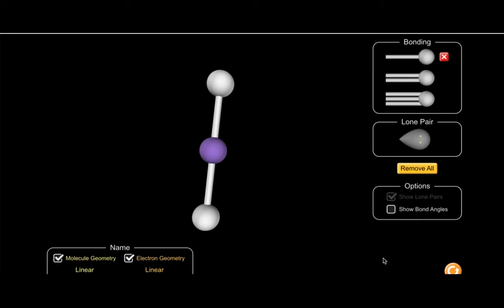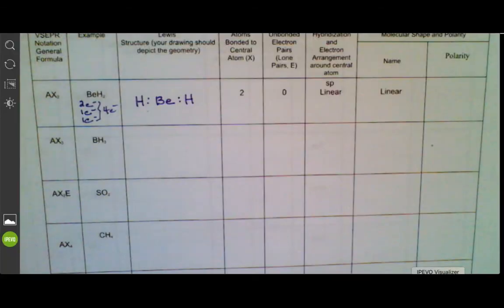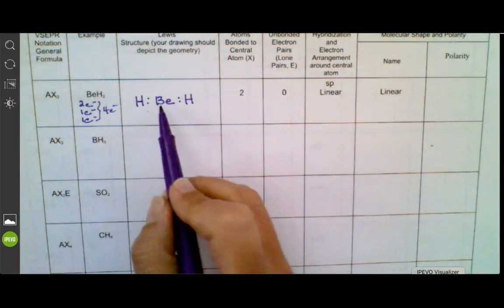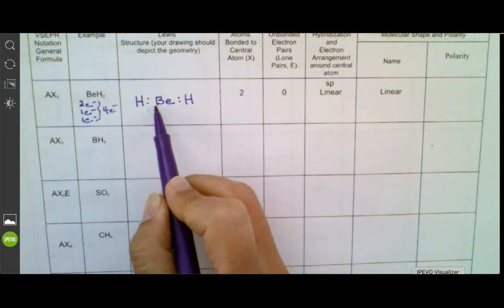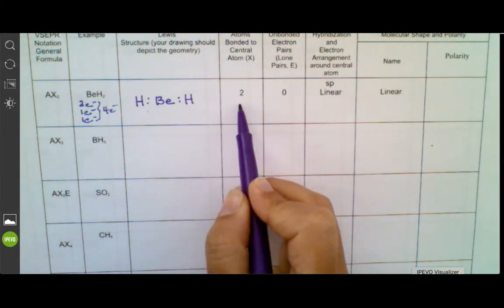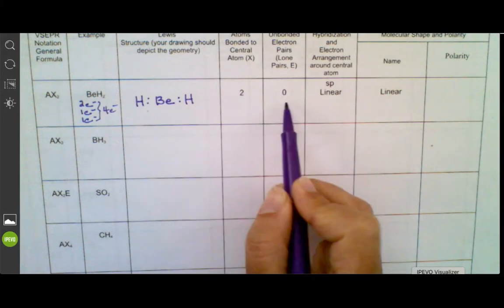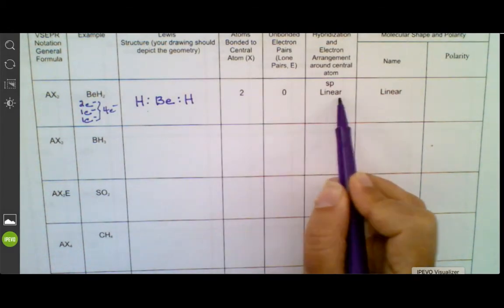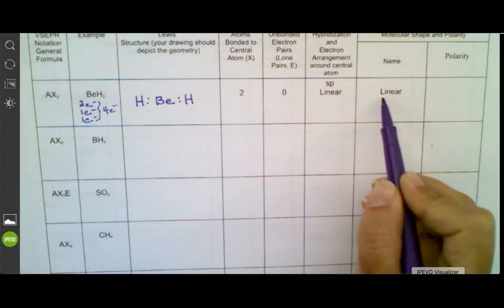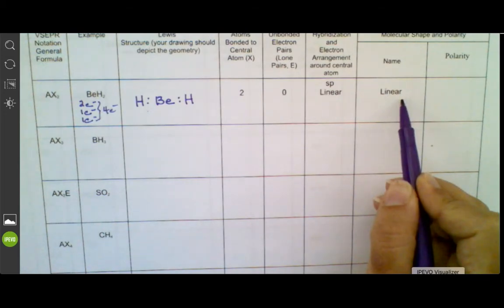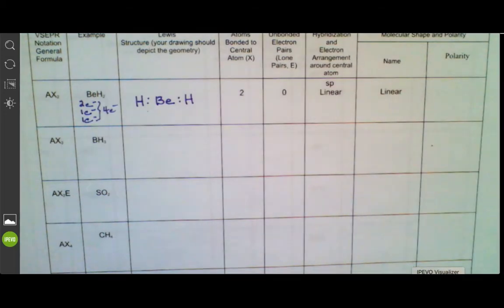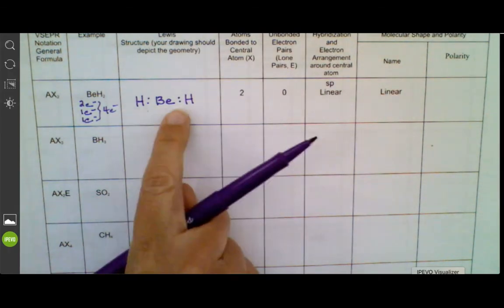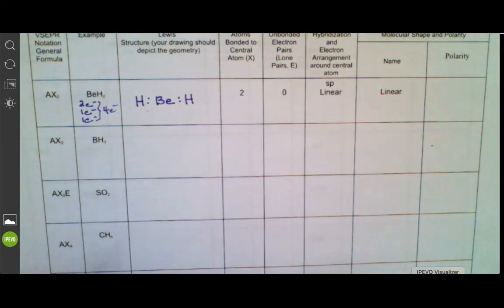Now, let's go back to our worksheet for a moment and see what's happening here. When I take a look, in fact, we've got the 2 bonding pairs, 0 lone pairs. The electron geometry was linear, and we say that the molecular geometry is linear. When we are looking to define whether the molecule itself is polar, what we need to do is look at the type of bonds within and look at the distribution of charge.